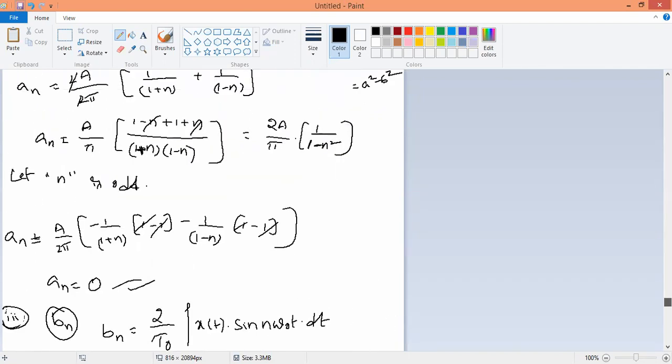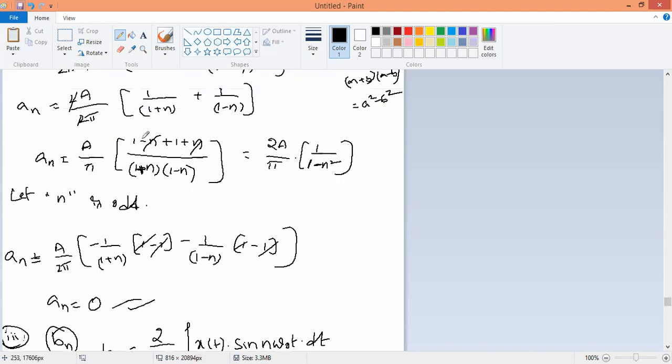Next, find this value: 1 by (1 plus n) plus 1 by (1 minus n). Take the LCM (1 plus n) into (1 minus n). Next, cross multiply both of them. 1 into (1 minus n), 1 into (1 plus n). (1 minus n) plus (1 plus n) will come. n cancels. Next value is 2, 1 plus 1 is 2. 2a by pi.